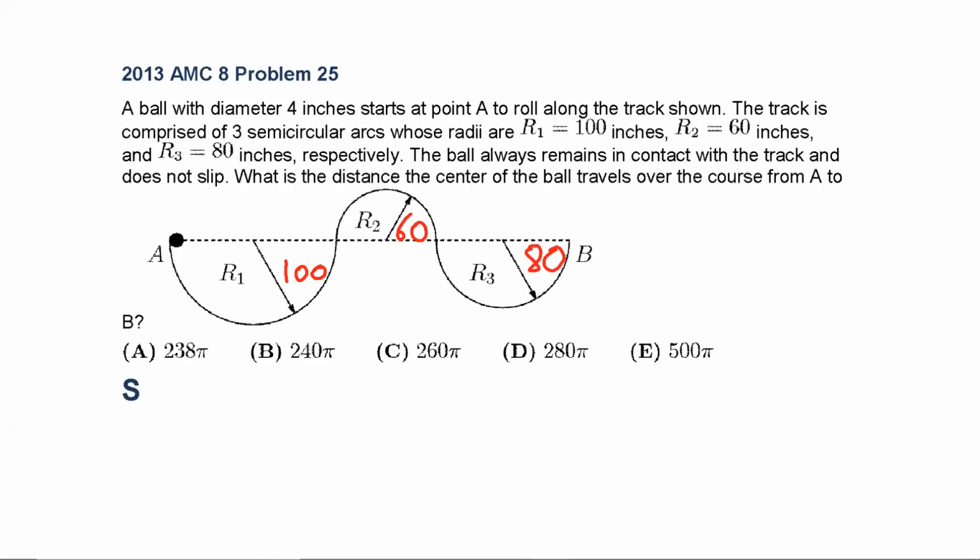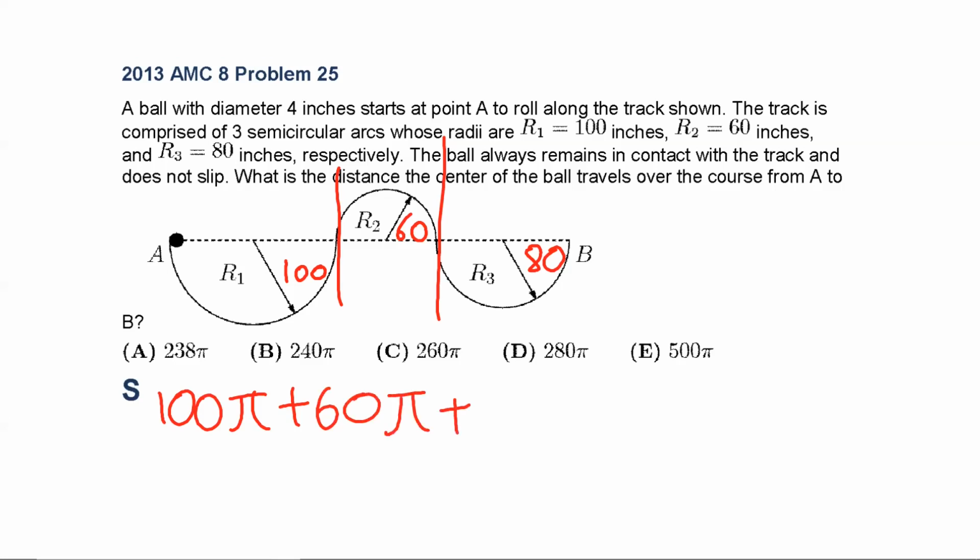First of all, you might think that we can split this diagram into 3 different parts, R1, R2, and R3. Then the perimeter of R1 would just be 100 pi, the perimeter of R2 is just 60 pi, and the perimeter of R3 is just 80 pi. So that would give you 240 pi, which was B.